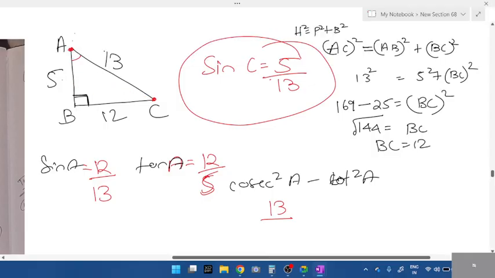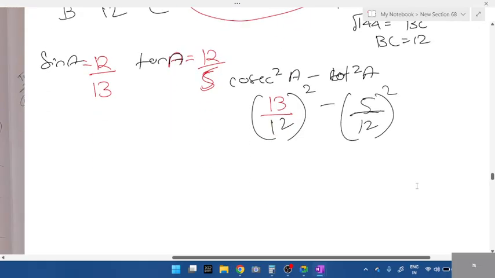What is cosec? Hypotenuse by perpendicular. Which is the perpendicular from A? 12. Square is given, so square it. Cot is what? Base is how much? 5, and perpendicular is 12. Just solve this. See, square is given, and even here they make mistakes. They forget the square.